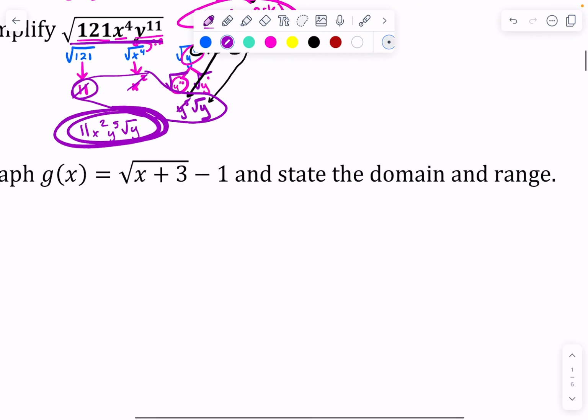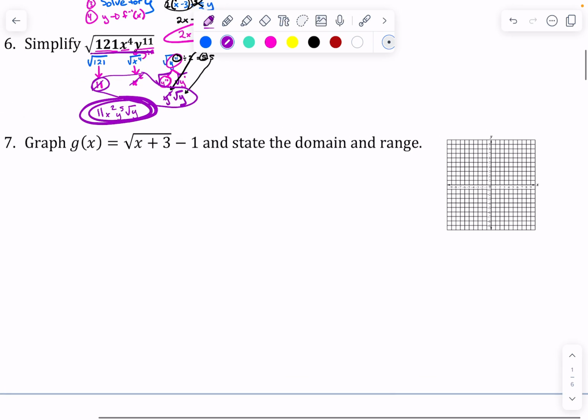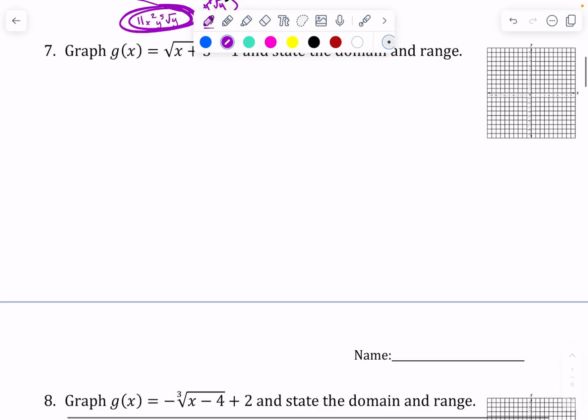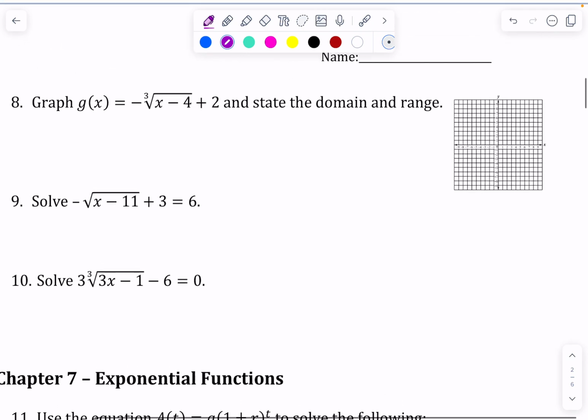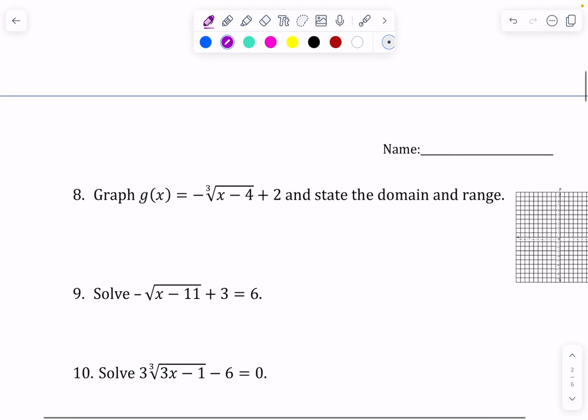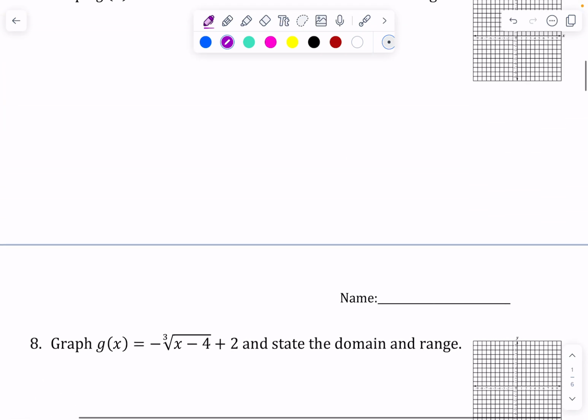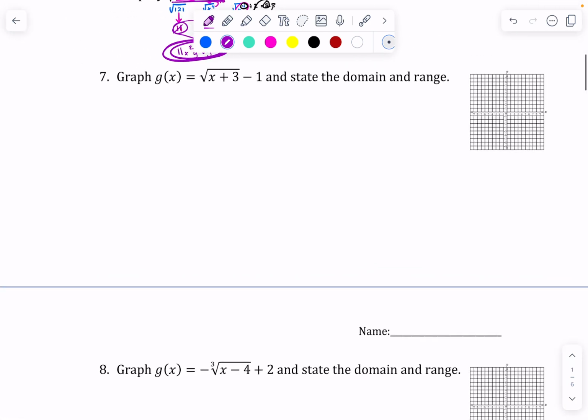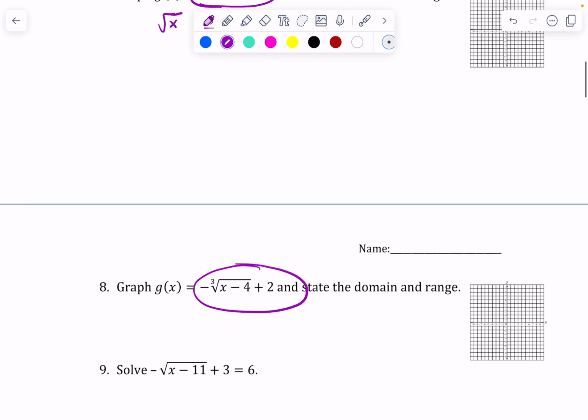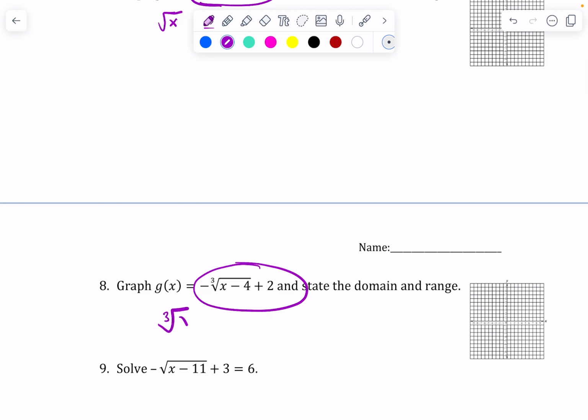Graph and state the domain and range. Ugh, this is another graphing one. Yikes. Okay, maybe we should... Oh, these next 2 are graphing. Okay, now, let me just show you. I'm going to zoom out a little bit. There's a difference between this one and this one. They both look similar, but one of them is a square root, and the other one is a cubic root. Okay, square root, cubic root.